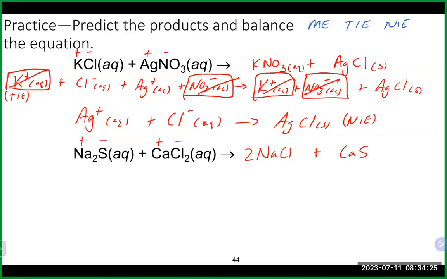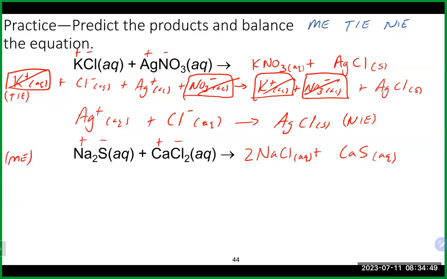Looking at our solubility rules, sodium is involved here, which means it is soluble in everything. We also have sulfide here, which is insoluble in everything except for a few exceptions, and calcium actually is one of those exceptions, which means that actually will be aqueous as well. So this would be our molecular equation in this case.